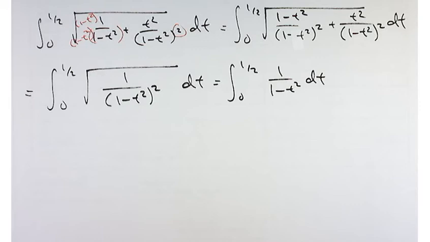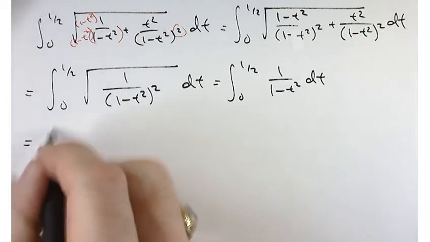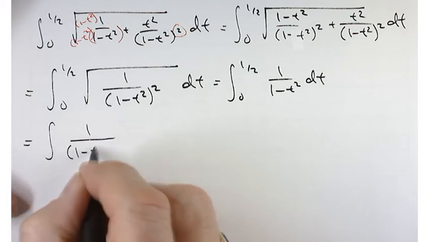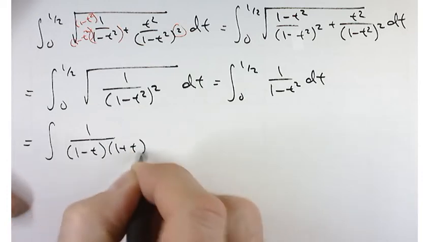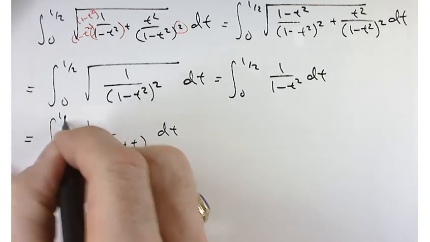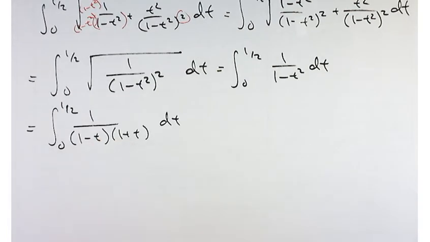Partial fractions, yes. So the trick is you could write that as the integral of 1 over (1 minus t) times (1 plus t) dt from 0 to 1/2. And yeah, you can do the rest with partial fractions.